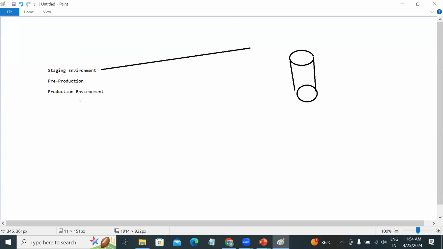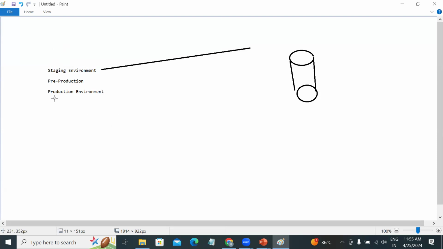Whenever a developer wants to develop any code, they create one environment, create a database and a server, develop the program, and store their program in that environment only. That is staging. Once development and testing are over, they have to release that software to the market.